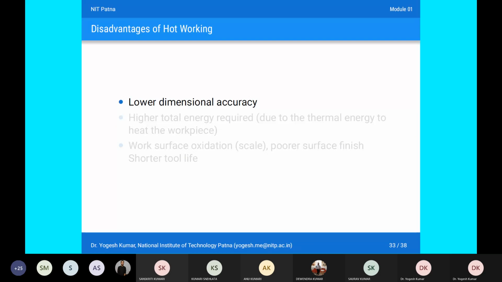Total energy requirement is very high. Why is this total energy requirement high? We could reduce the force and power requirement, but if we see the overall energy, including the thermal energy needed to heat the workpiece, the overall total energy requirement becomes very high.